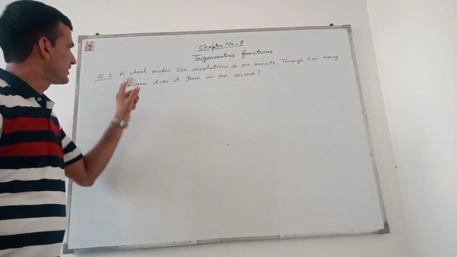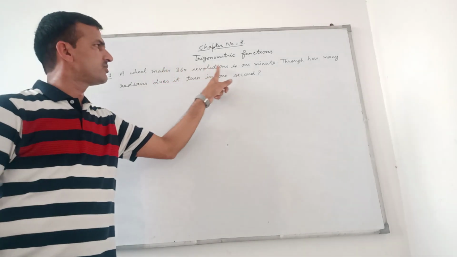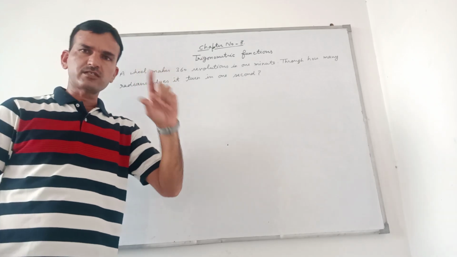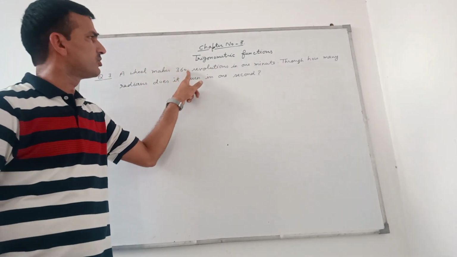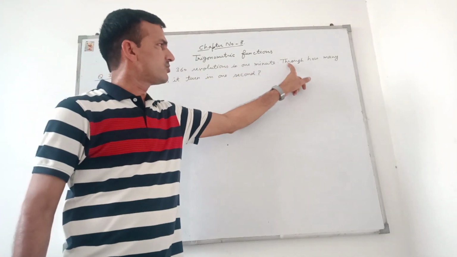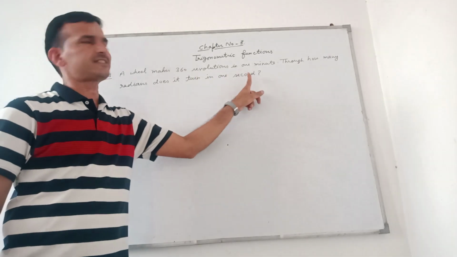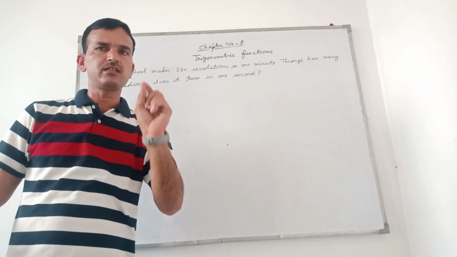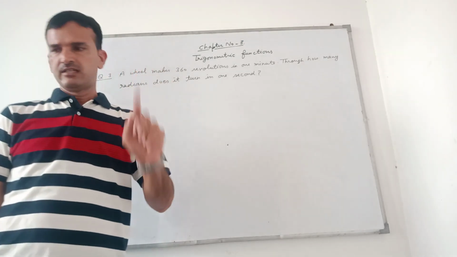What is the third question? A wheel makes 360 revolutions in 1 minute. Through how many radians does it turn in 1 second? We have to find the angle in radians made by the wheel in 1 second.